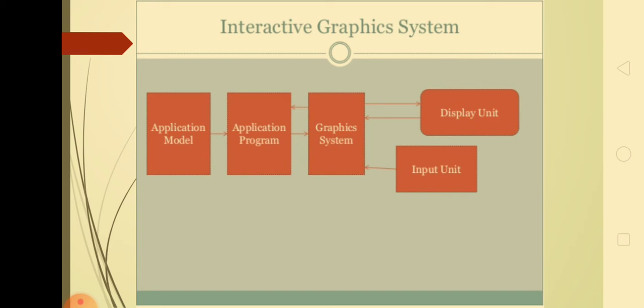Then interactive graphic system. What is an interactive graphic system? It is an application model.